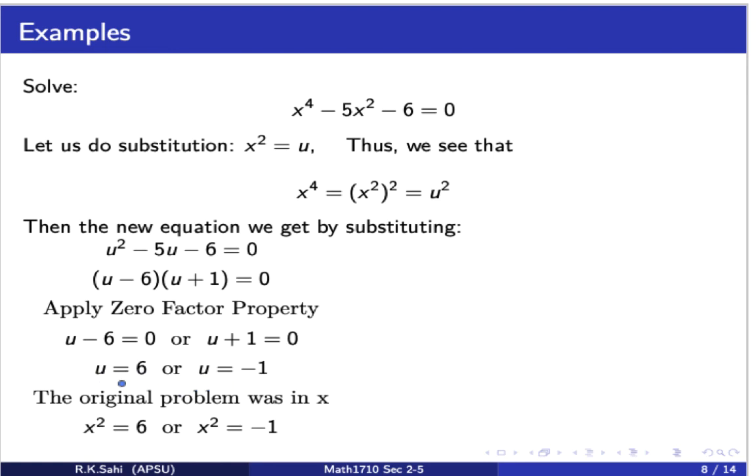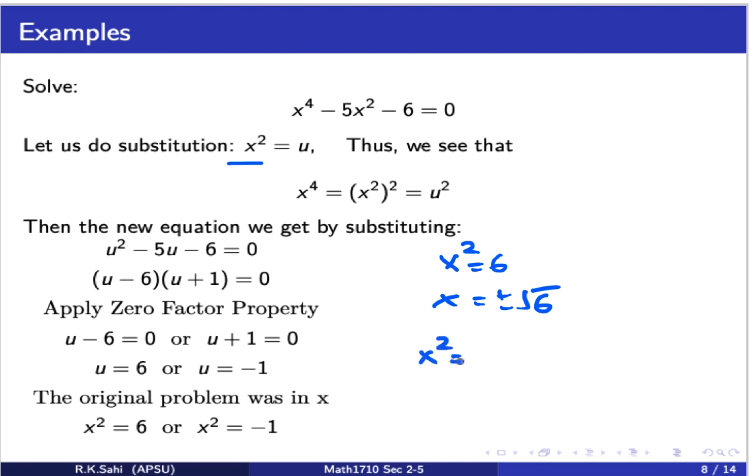Now remember, the original problem was in variable x. So we have to go back there. So when u was 6, that means x squared is 6. Remember, this is the substitution we're talking about. When x squared is 6, so let's come back here. So when my x squared is 6, that means x is what? Plus minus square root 6. We are done here. Now when your x squared is minus 1.